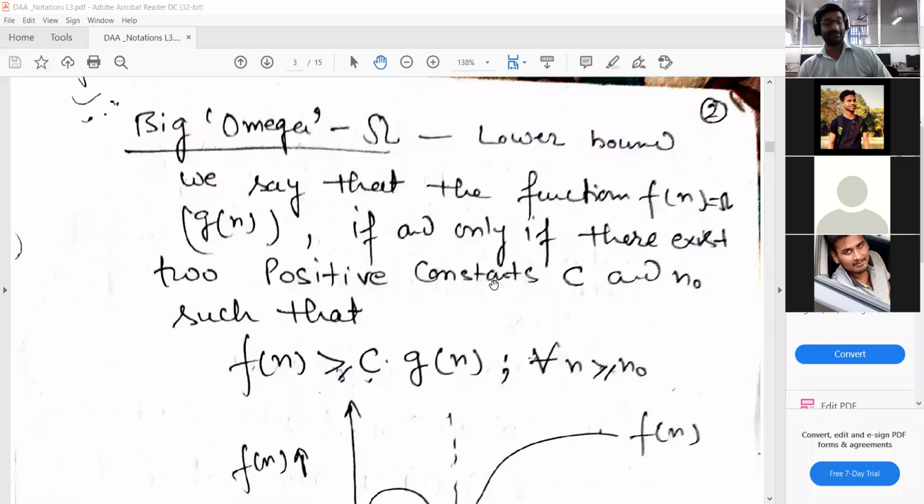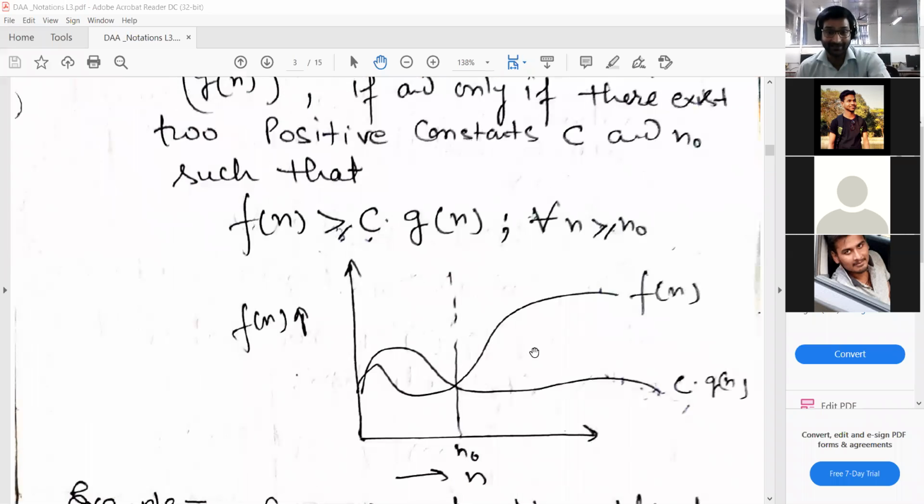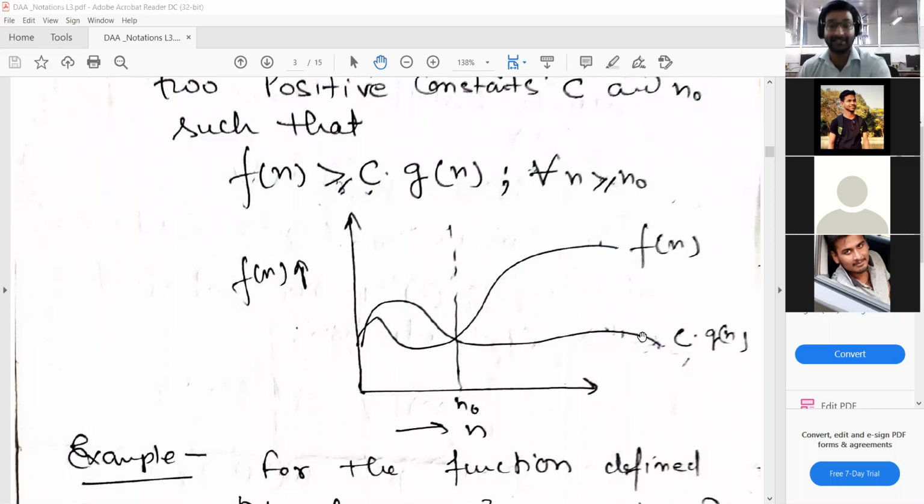Again, the inequality, the definition is same, but here the inequality will be Fn is greater than or equal to C times Gn, ठीक है. तब बोलोगे आप कि Fn is big omega of this Gn, ठीक है. So what is this meaning? Just see this graph that Fn is above the C times Gn.